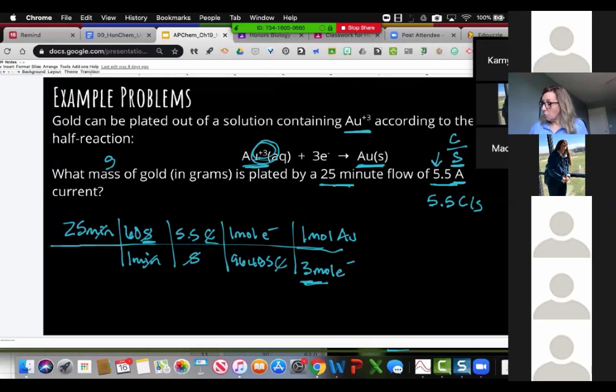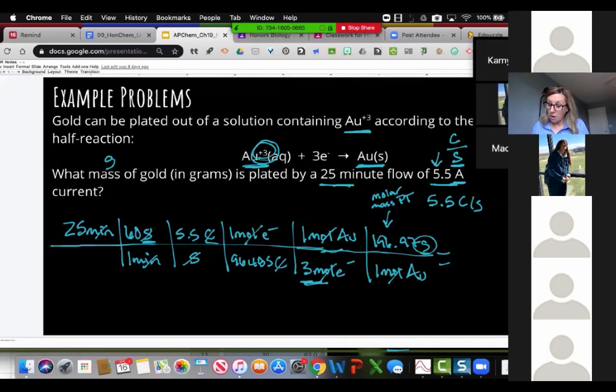Then, once we have moles of gold, we need to get to grams. So I'm just going to do a molar mass. 1 mole of gold is 196.97 grams, and this is just the molar mass from the periodic table. Then you multiply across. Let's get rid of the rest of this, moles, moles, and we're left with grams. Everything gets multiplied, and then divide top to bottom, if you remember the stoichiometry rules here. For this one, our final answer would be 5.6 grams of gold.